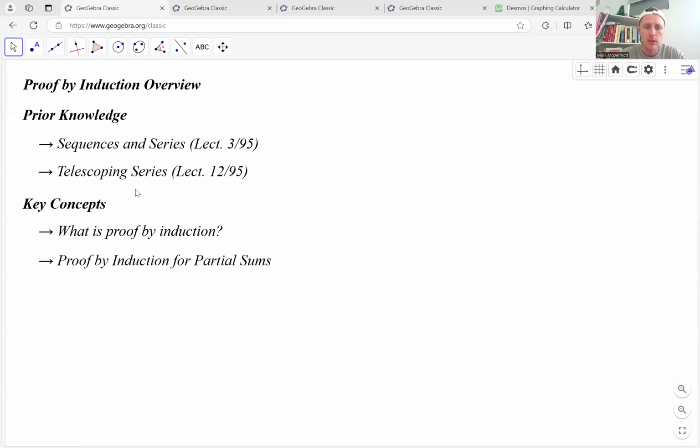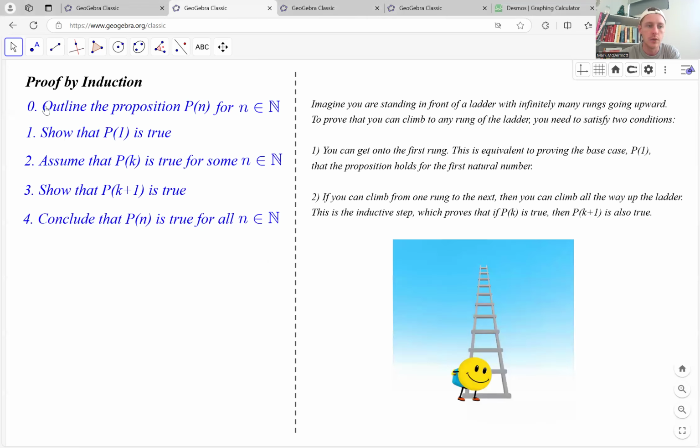In any case, the key concepts we're going to look at is what is proof by induction, obviously, and then we're going to do an example of proof by induction for partial sums. So let's jump into it and just explain firstly what proof by induction is. Essentially, there's 5 steps to it. The first step, or the 0th step, is to outline the proposition for some natural number n. So we're outlining what it is that we're trying to show. And then we need to show that it's true for the first natural number, which is 1.